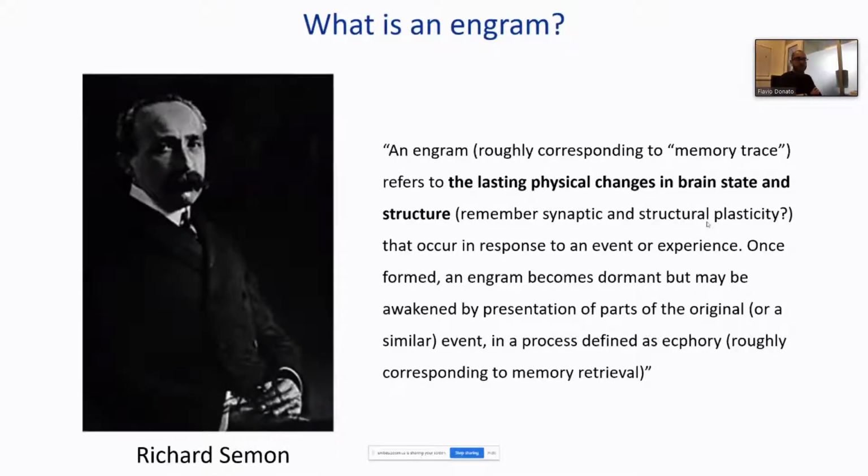In more scientific terminology, Richard Semon came up with the definition of the engram at the beginning of the 20th century. He defines an engram, which corresponds to the memory trace we talked about before, as an enduring change in the brain state and structure, at the level of synapses and at the level of activity patterns, that occurs in response to an event or experience, goes dormant when that event or experience is not present anymore, but can be awakened if we present either parts or the whole of the original sensory stimulus that was presented during the event.